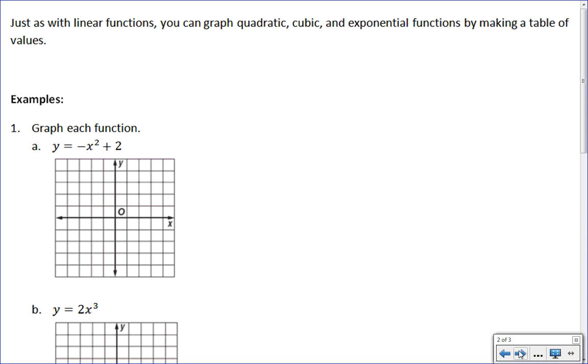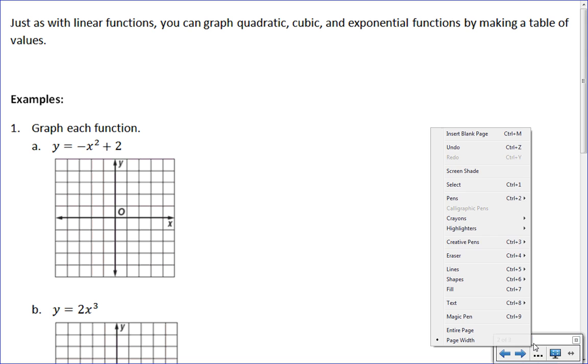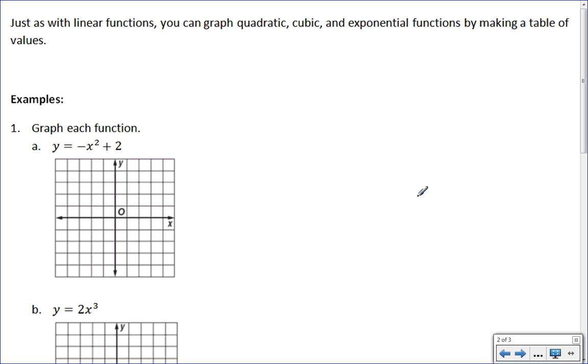Well, for quadratic, cubic, and exponential functions, because the graph is not a straight line and not even really a set shape, it's not good enough to just have 2 or 3 points. So we want to have as many as possible. And for these, we're actually going to come up with some specific points, but you want to have around 5 points total, and you'll see why in a few minutes. The nice thing, though, is that you're going to be able to use your calculator just to verify that your graph is correct. Now, that doesn't replace what we're going to do here with creating a table of values, but that is a good way to check it.